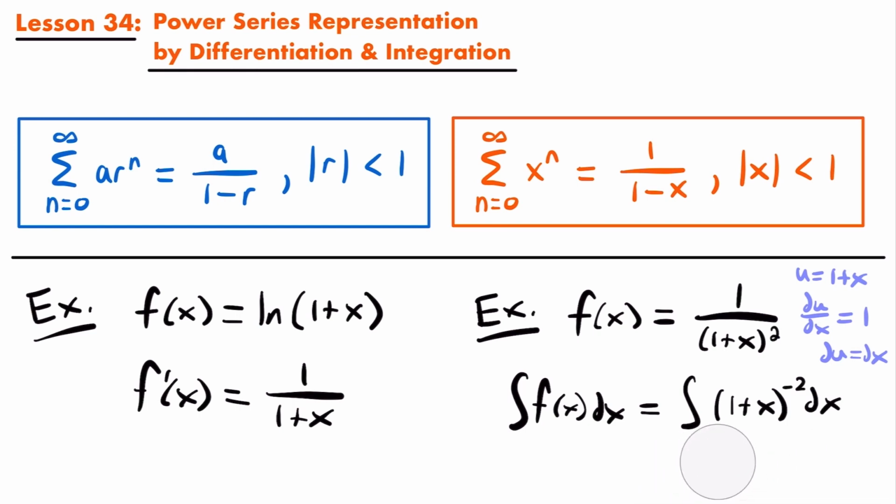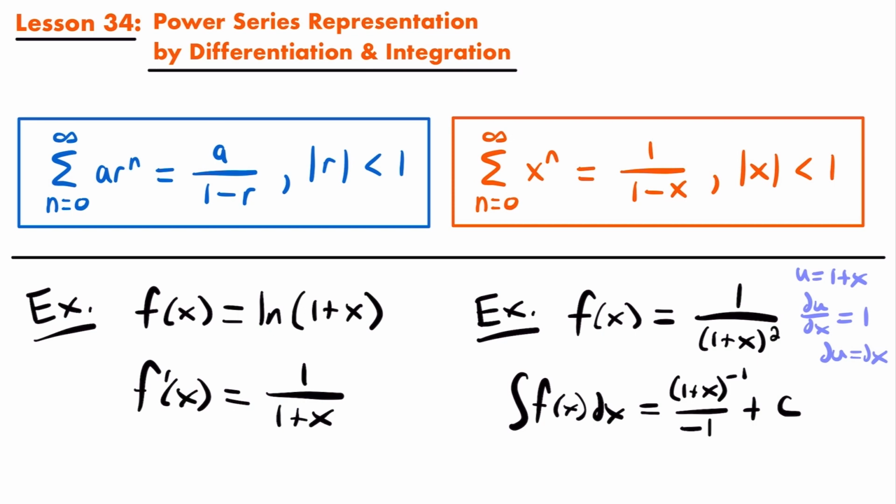So what we would have here is that this integral is equal to u to the negative first power divided by negative 1. But then you don't want to forget your constant of integration, so we need to add plus c. And then if we replace u with what we set it equal to, that's 1 plus x. So I'll rewrite u to the negative first power to be 1 plus x to the power of negative 1.